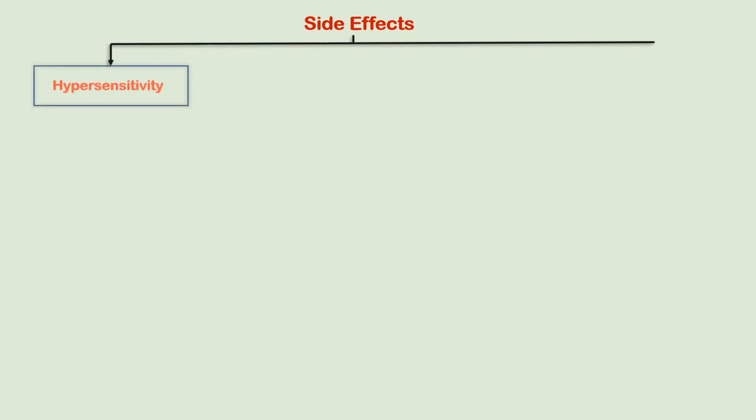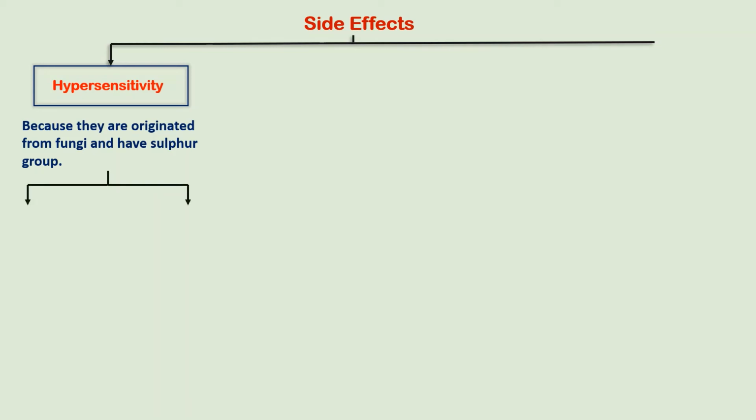Now, let's discuss the side effects of cephalosporins. The first one is the hypersensitivity reaction. This is because cephalosporins originate from fungi and also have a sulfur group. This hypersensitivity reaction can be of two types, one partial and the other complete. If a patient is allergic to penicillin, there is a partial chance that the patient will be allergic to cephalosporins as well. And if a patient is allergic to one type of cephalosporin, then there is complete allergenicity to the other types as well.